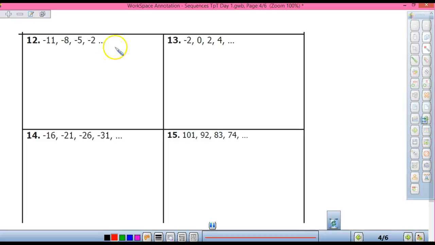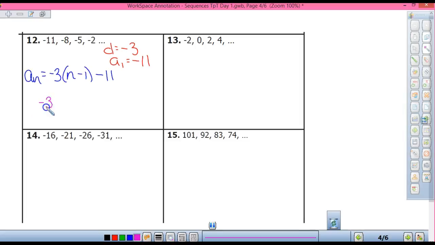Common difference in number 12. D equals minus what? 3. A sub 1, what's my first term? Negative 11, right? So my formula, A sub n equals negative 3 times n minus 1 minus 11, there you go. Or you could write plus and negative 11, that's fine. I'm not going to mark that wrong.